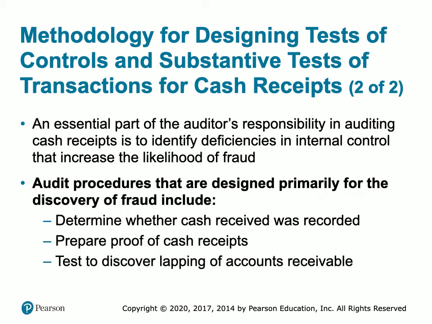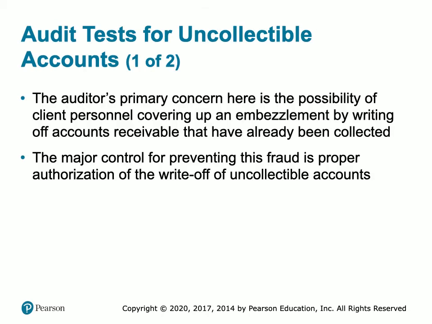So the key here is if you received it, it was recorded. You want to understand the tests through accounts receivable. So if a customer says in a confirmation that accounts receivable was paid, you want to go look for the cash receipt, or you want to get information about the cash receipt from that customer, and then trace it back through the accounting records. Okay. The primary concern on allowance for doubtful accounts or uncollectible accounts is not so much embezzlement in my mind.